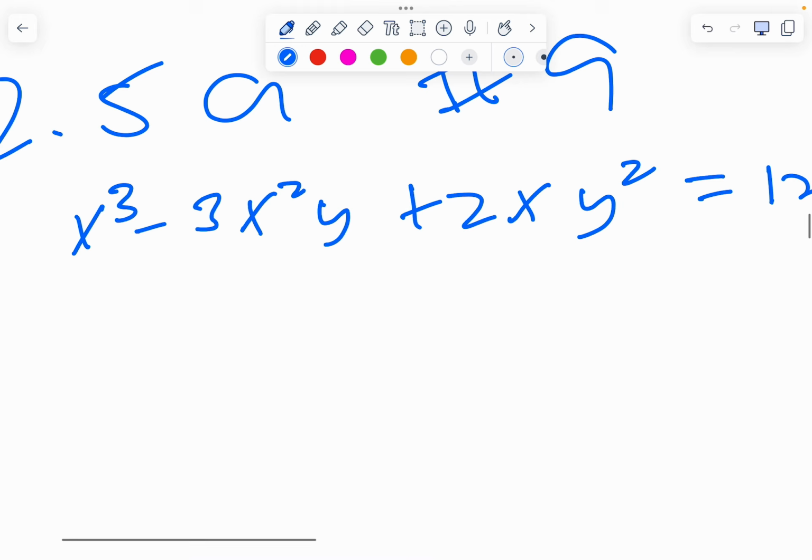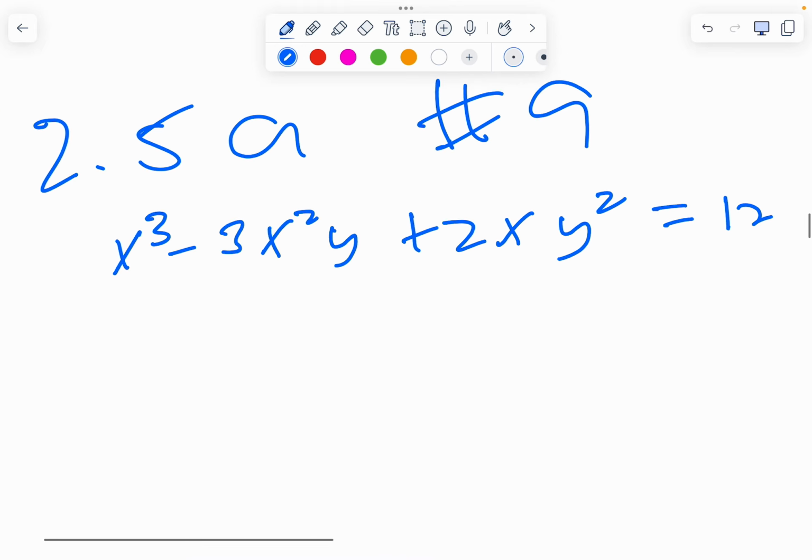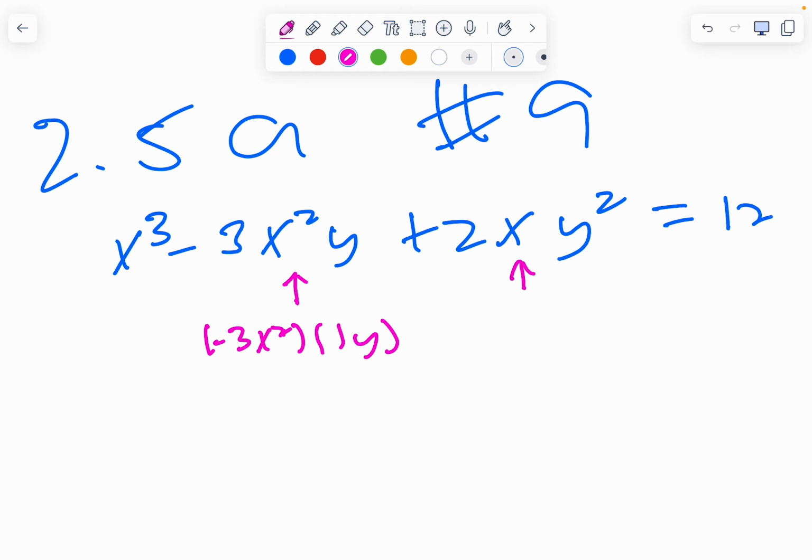I'm going to rewrite something because I like to think ahead. Let's rewrite this one as our product rule: 3x squared times 1y. Something about the 1 being on there is going to be helpful. Same idea on this one: let's rewrite that one as 2x times 1y squared. So technically, we're deriving the x squared by itself and applying product rule twice. Is everyone good on that?